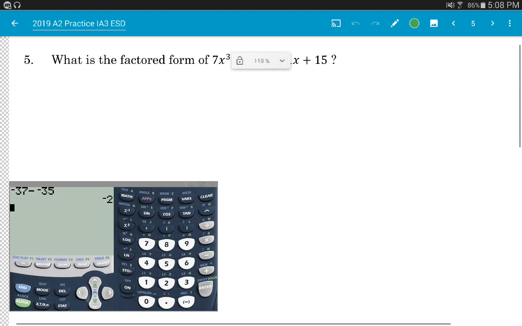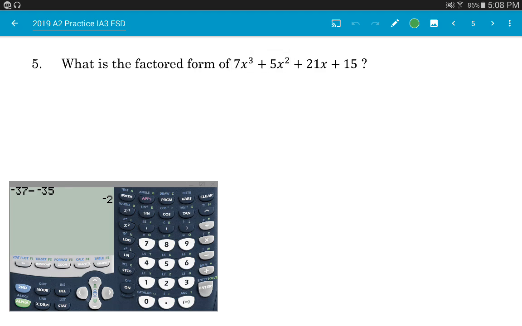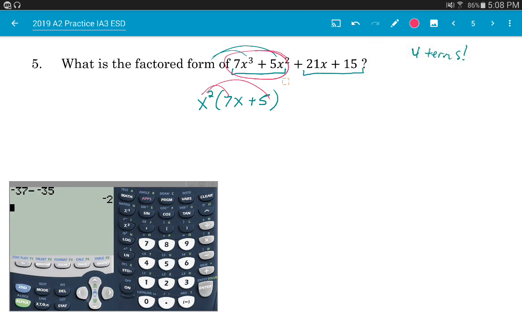Question 5. What is the factored form of 6x cubed plus 5x squared plus 21x plus 15? I'm going to want to group these because it has 4 terms. 4 terms, that's key. So from this first group, I'm going to pull out an x squared. They both have an x squared in common that I could kind of borrow out from both terms. X squared leaves me with 7x plus 5.